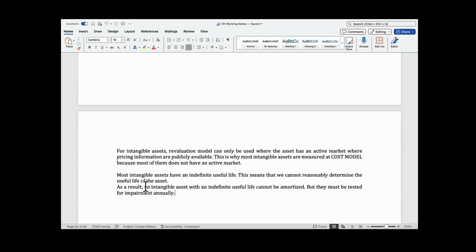So that's it for intangible assets, because of disclosure requirements. This is the same as PPE. If you go and check, it's the same. The recognition is the same as PPE.